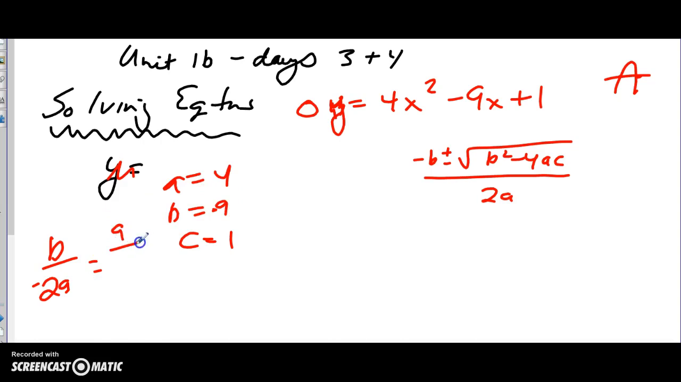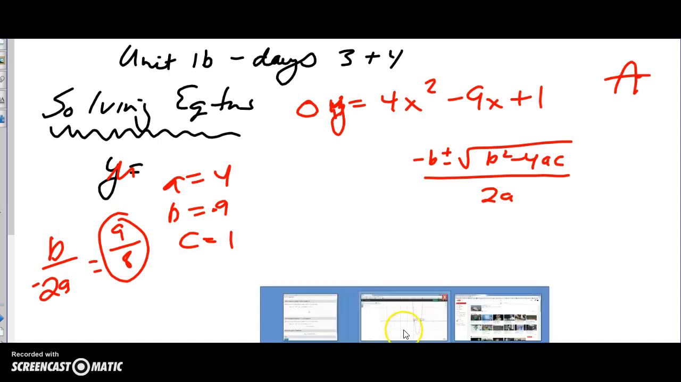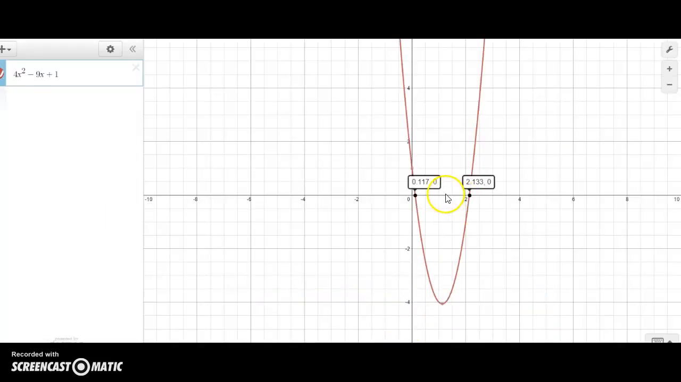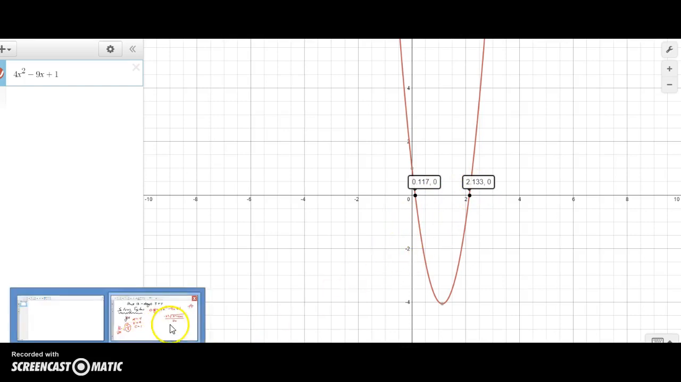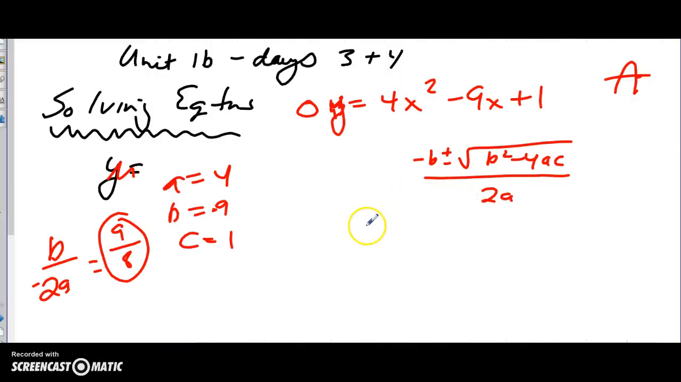So if I have 9 over 8, our axis of symmetry is just going to be just slightly over 1. So that isn't that important for this class, but it's a good thing to know. So it's just over 1, and if you notice, this is just over 0, this is just over 2. Our axis of symmetry will be right in the middle here, around 1. So let's go back and figure out our zeros by using the equation.